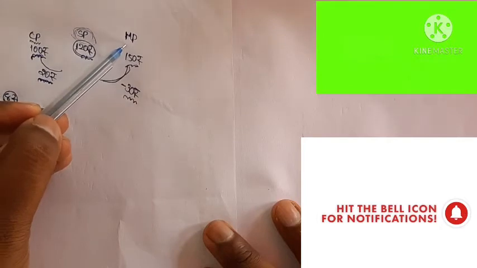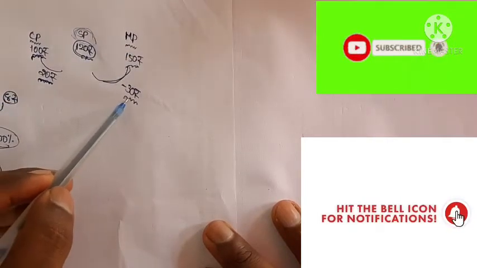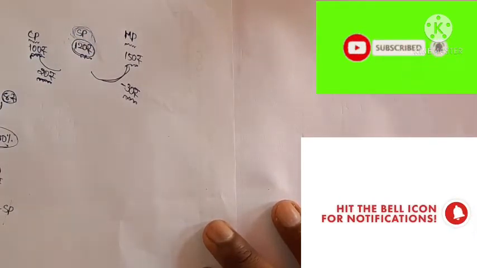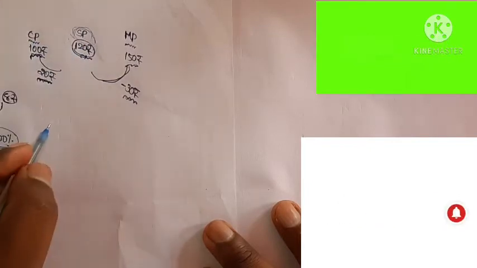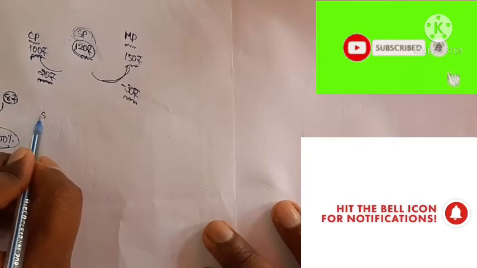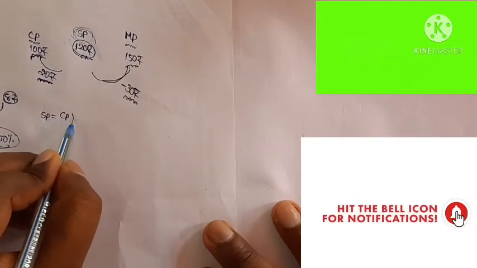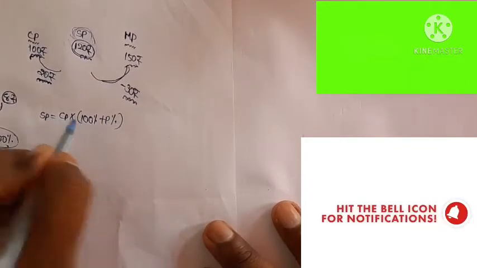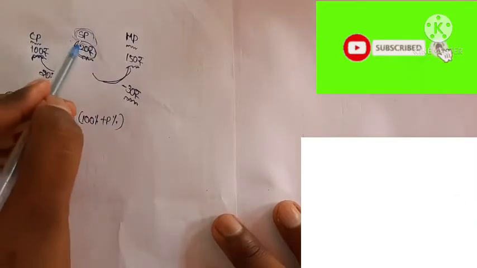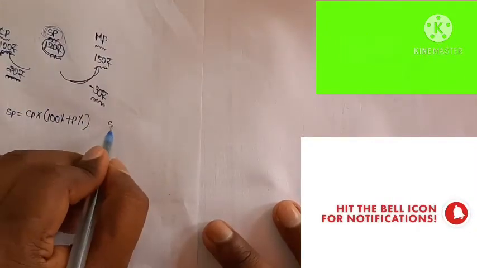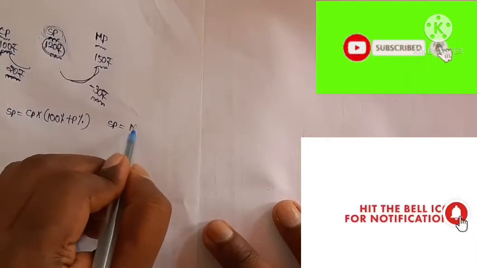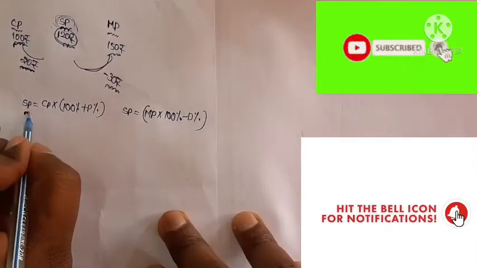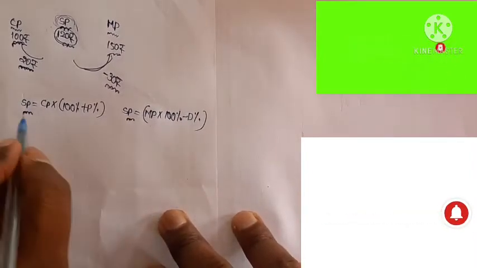And second way, they are giving a market price and then discount, then we have to calculate the selling price. So here the relationship for cost price and selling price is, here the selling price is equal to cost price into 100 percentage plus profit percentage. So here the selling price is equal to market price into 100 percentage minus discount. This is the selling price, this is also selling price.